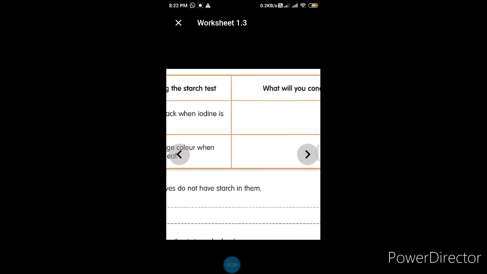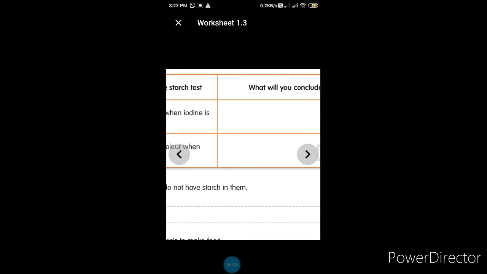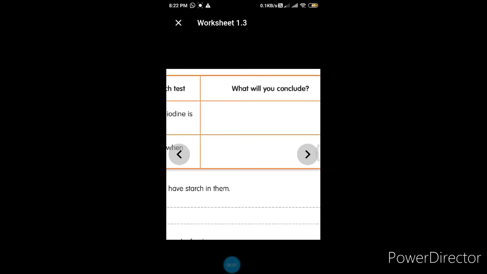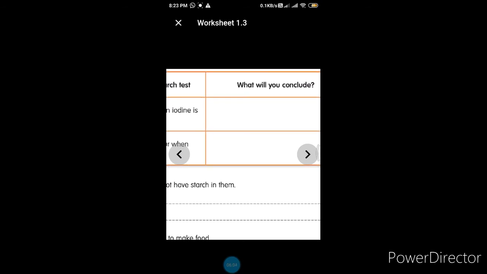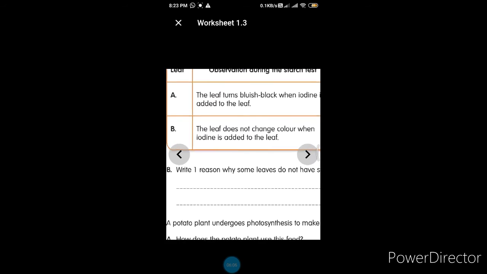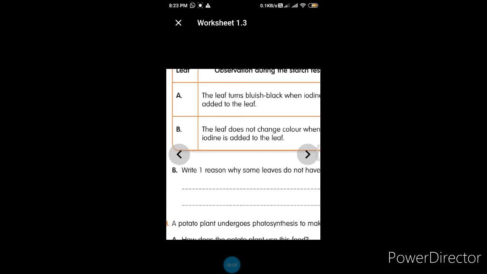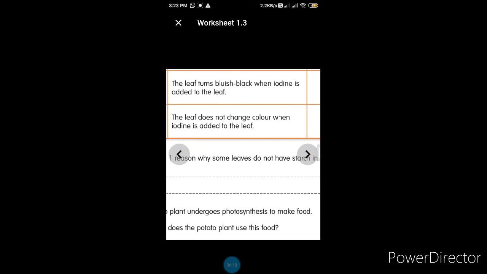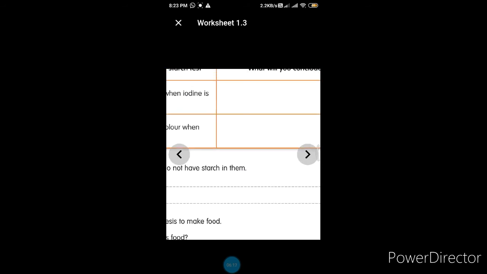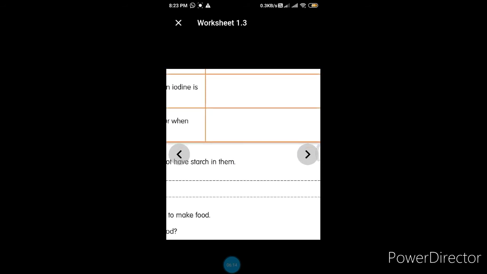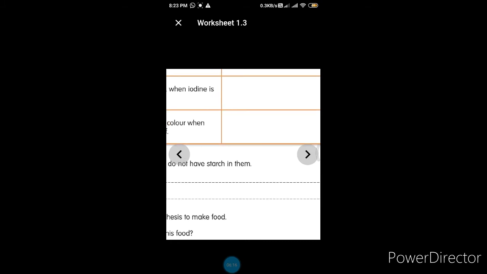So what can you infer from this? What can you conclude from this? The leaf contained starch. And leaf B does not change color when iodine is added. What can you conclude from this? The leaf does not have starch.